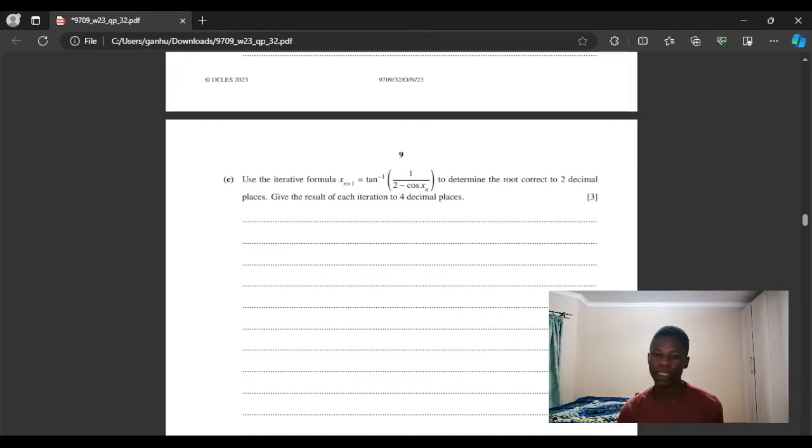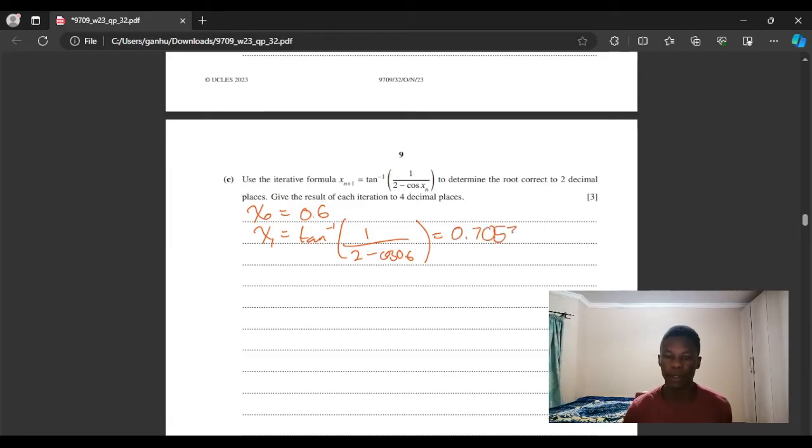Part C. Use the iterative formula x_{n+1} = arctan(1 / (2 - cos x_n)) to determine the root correct to 2 decimal places. Give the result of each iteration to 4 decimal places. Okay, let's pick our value for x0. Let's do x0 is 0.6, so x1 is equal to arctan of 1 over 2 minus cos of x0, which is 0.6. Ensure that you're still in radians, so that's arctan of 1 over 2 minus cos 0.6. That's 0.7053, correct to 4 decimal places.